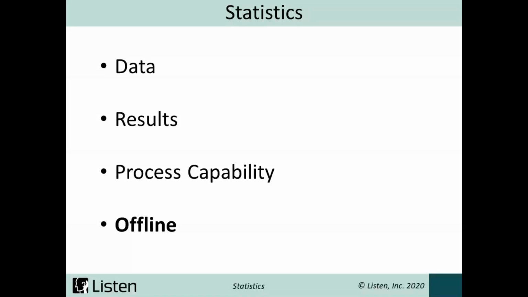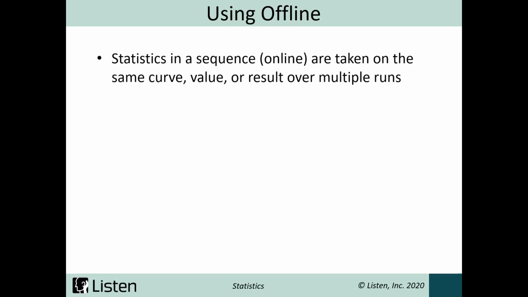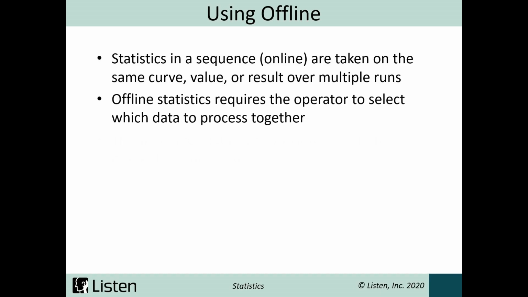In this video, we're going to go over offline statistics in SoundCheck. Statistics in a sequence, what we call online, are taken on the same curve, value, or result over multiple runs. Offline statistics instead requires the operator to select which data to process together.